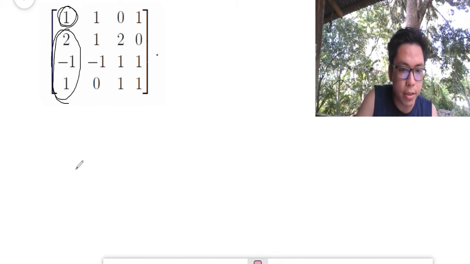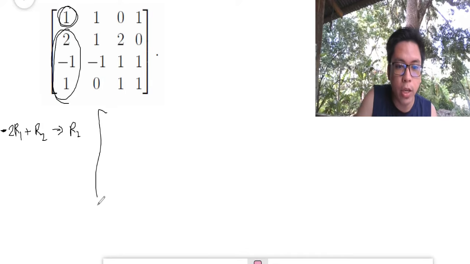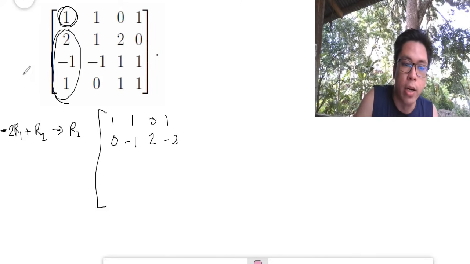So to do that, I would have to multiply negative 2 to R1, and I will add that to R2. That will be my new R2. So here, I'm going to copy the first row first, and then this will be 0, negative 1, this is 2, this is negative 2. So I multiply negative 2 to R1, and then I add that to R2. That will be my new R2.